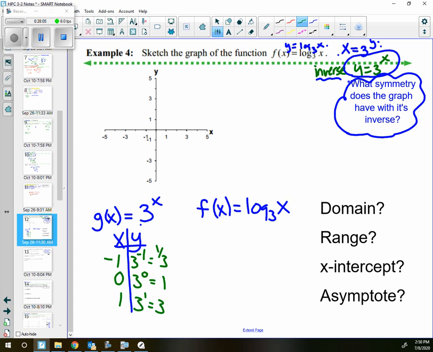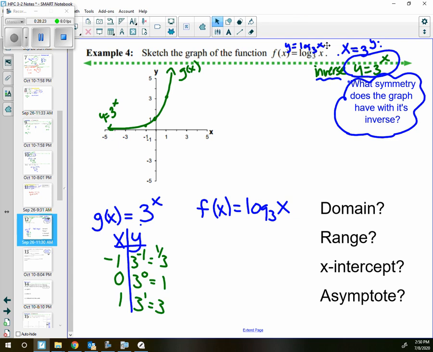So this is not the final graph that I'm looking for. This is the inverse function. So this is the exponential version. So we have (0, 1), (1, 3), and then we have (-1, 1/3). So this one is my g of x. So this is the inverse. So this is y equals 3 to the x.